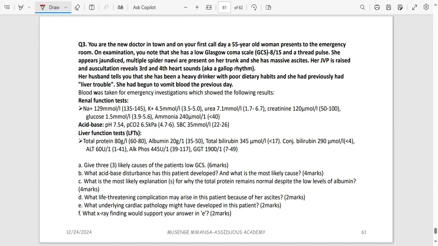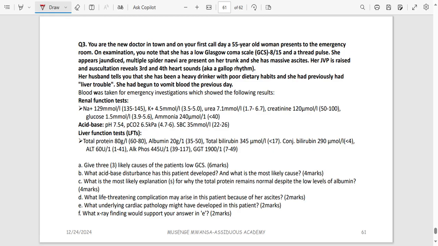Blood was taken for emergency investigations, which showed the following results: renal function test, sodium is low, potassium is normal, urea is high, creatinine is high, glucose is low, ammonia is very high.